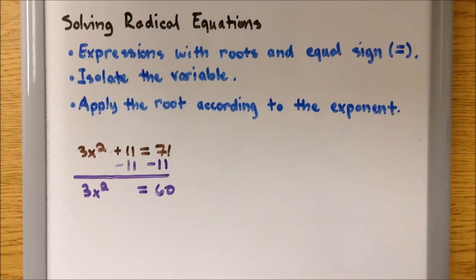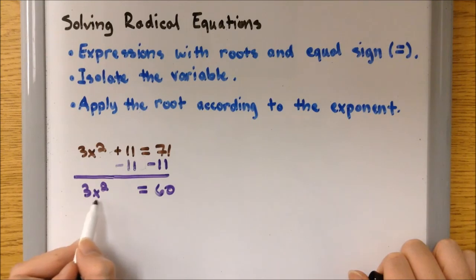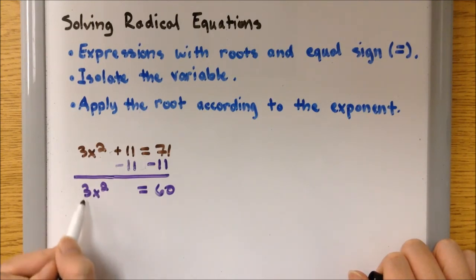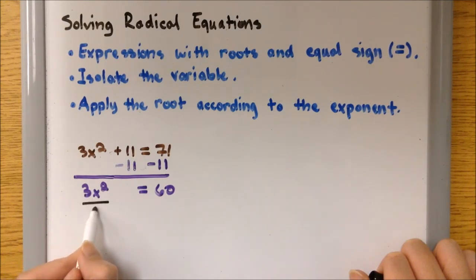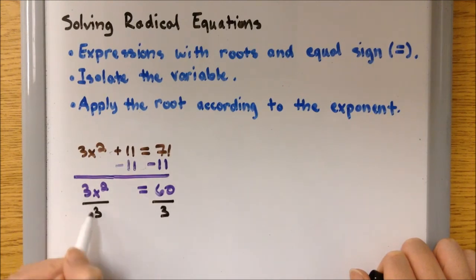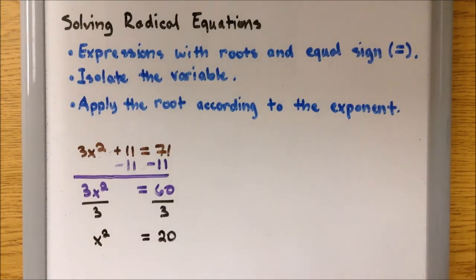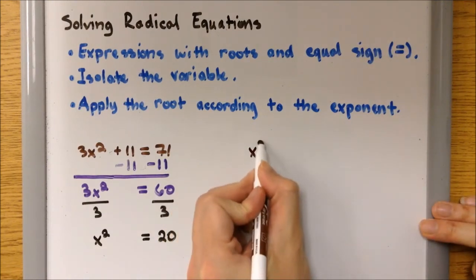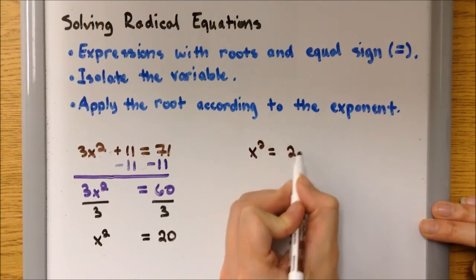And then since we have 3x squared and I just want to get x squared by itself, I need to get rid of 3. So the opposite of multiplying is divide. So I'm going to divide by 3. Do it on the left, I gotta do it on the right. So the 3's will divide into 1, and I'm left with x squared. And then 60 divided by 3 is 20. Alright, let me bring it to the side. X squared equals 20.